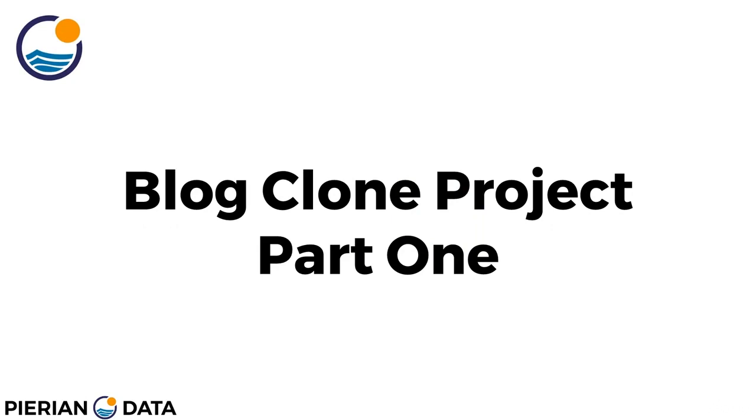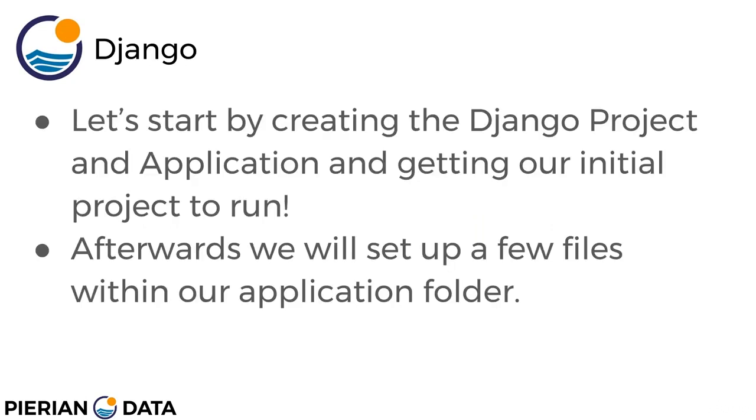And welcome to part 1 of the blog clone project. And we're going to start off in this short lecture just setting up our Django project, the application. It's going to be a single application project blog, and then we'll also just do an initial run, make sure everything's working. After that, we'll set up a few files within our application, a couple of urls.py, forms.py, those typical files that we're going to need for larger scale projects. Okay, let's jump to the editor and get started.